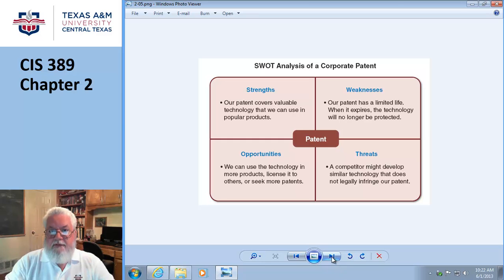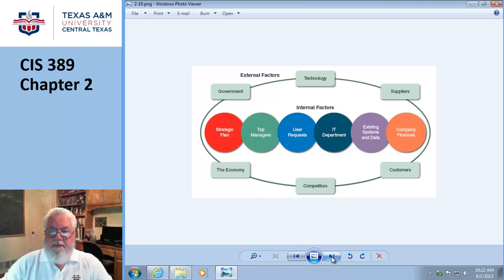Okay, on page 56 and then going into 57, they talk about the factors that affect these projects. And so they talk about internal factors, like the strategic plan and the top managers and the users, the IT department itself, existing systems, and how much money the company can throw at it. So those are all internal factors that are going to control the development of a new system.